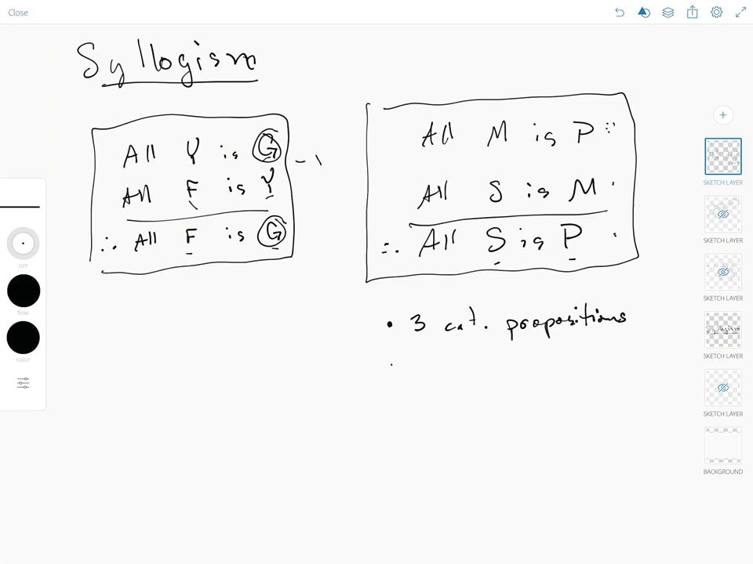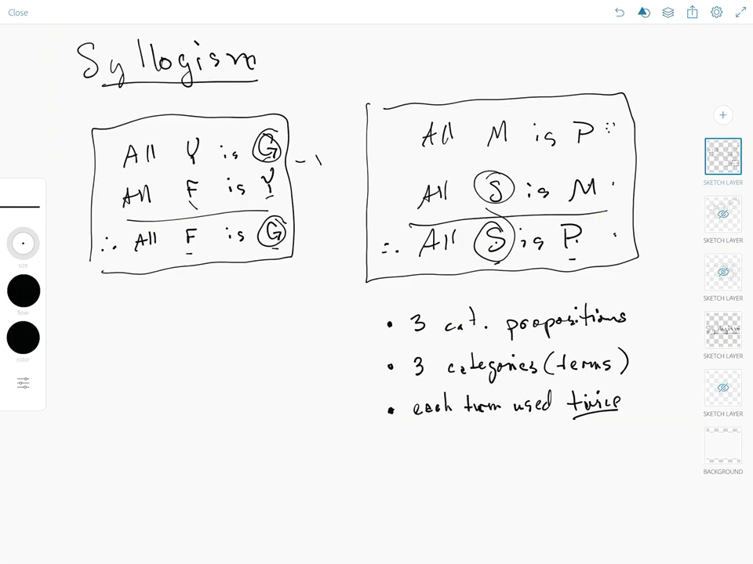Three categorical propositions. We also need three categories, or in other words, terms. So notice we have S, P, and M. Those are our three terms. We also have to have each term used exactly twice. So notice, S appears twice, M appears twice, P appears twice.